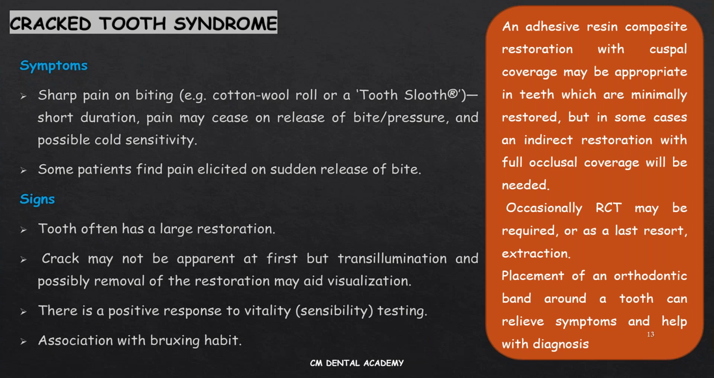Treatment involves an adhesive resin composite restoration with cuspal coverage, which may be appropriate in teeth which are minimally restored, but in some cases a direct restoration with full occlusal coverage will be needed. Occasionally, root canal treatment may be required, or as a last resort, extraction. Placement of an orthodontic band around the tooth can relieve the symptoms and help with the diagnosis. While there is confusion regarding exactly where to locate the pain, an orthodontic band can be placed around the tooth. Once the symptoms subside, we can locate the culprit.